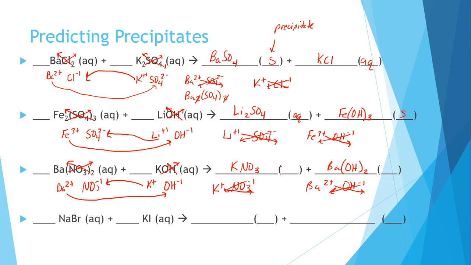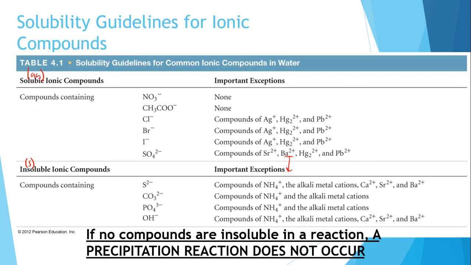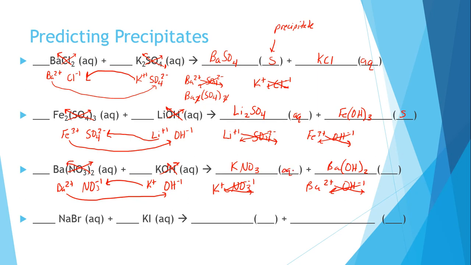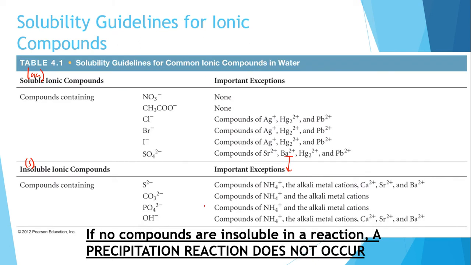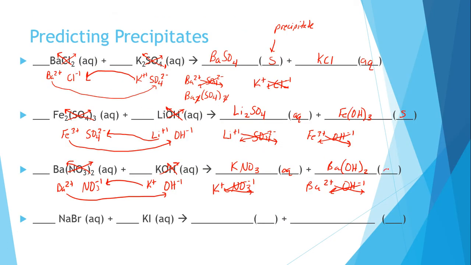Then we need to check our chart. Here's NO3. NO3 is soluble. There are no exceptions here, so it's automatically going to be AQ. And then hydroxide with barium. Here is hydroxide. Barium is actually an exception, so that makes this AQ as well. Since everything is AQ, this is not a precipitation reaction.